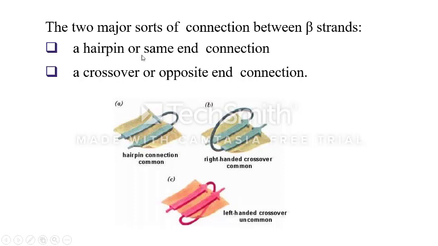So you see the hairpin or the same-end connection exists in parallel sheets, while the crossover or opposite-end connection occurs in anti-parallel sheets. So you see here, it can be like this. From the down, it can have, or it can have from the up. So it can be right-handed or left-handed in the case of anti-parallel, or in the case of parallel beta sheets, it will be like a hairpin. You see, it's the shape of a hairpin.